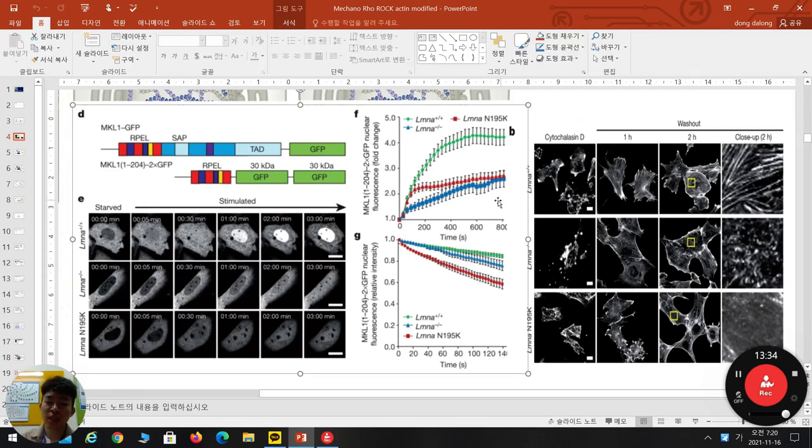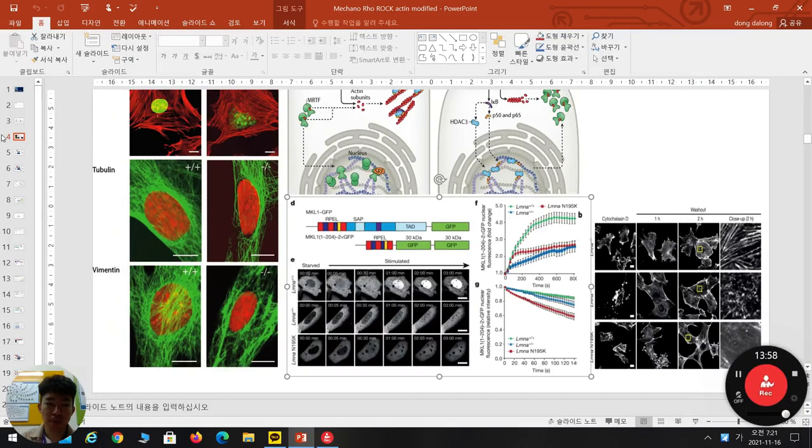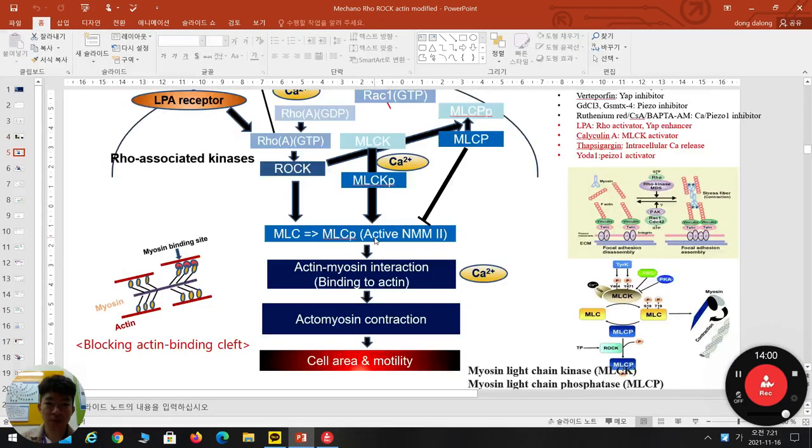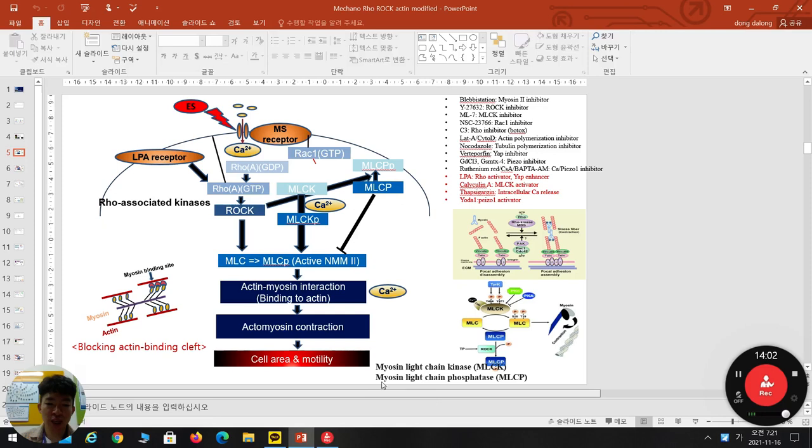So this kind of FLIP-FRAP study using laser is not easy at the moment, but we will set up this machine later. But this kind of inhibitor treatment and then washout, and seeing how the cell behaves differently, you can use this concept for your study. So this is today's whole summary.